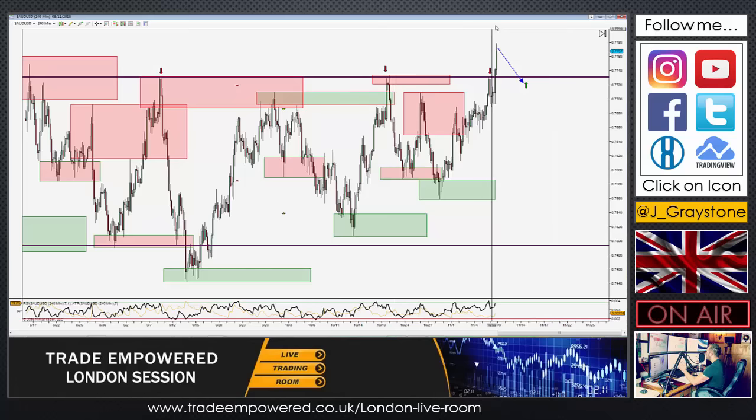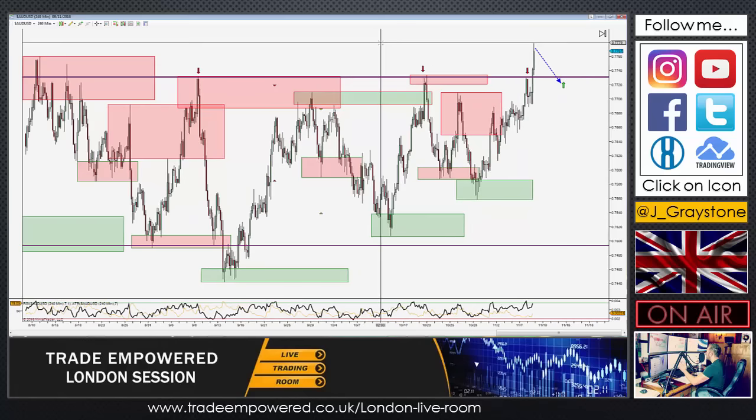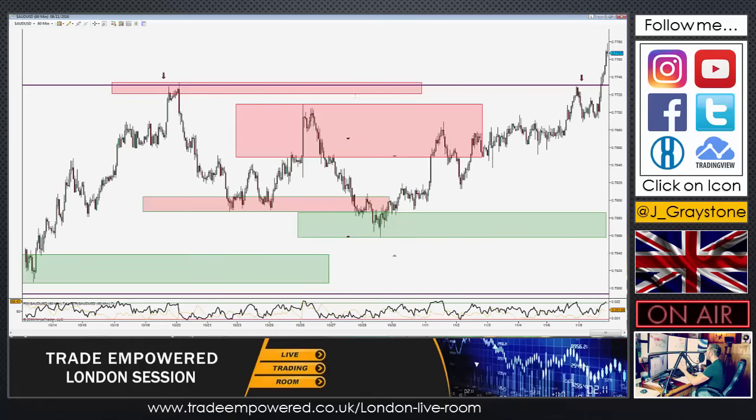If we break out of this area here, then we can look for a pullback. Where is likely to hold? Well, resistance is likely to become support. Okay, so that's what I'm looking at on this pair.